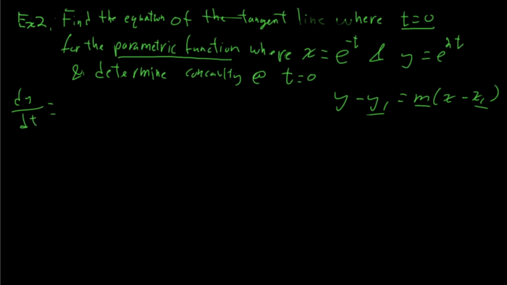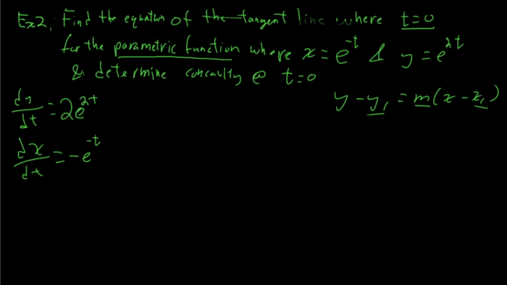Derivative of e to the 2t is going to be equal to 2e to the 2t. That's just simple chain rule. Derivative of the outside, e to the 2t, e to the 2t. And then derivative of the inside, derivative of 2t is 2, so you got a 2 there. If you need help on chain rule, there'll be a video on that as well. And then dx over dt, simple, is also just negative e to the negative t.